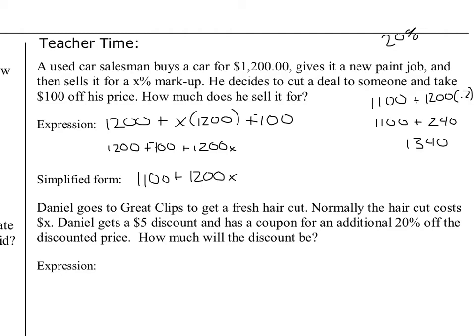So if there is a 20% markup, how much does the used car salesman sell it to Callie for? 1,340. So when he walked over to Callie and said, I got a really good deal for you, I'm going to take $100 off the price, how good of a deal was it really? I mean, he's still selling it for more than he bought it for. So I guess that's a good deal for the dealer. Not necessarily a good deal for Callie. Sucker.